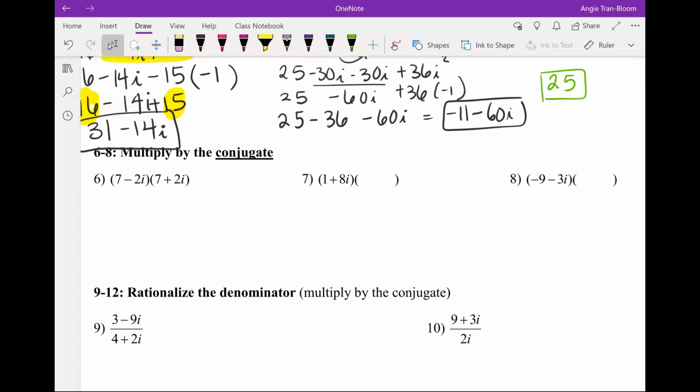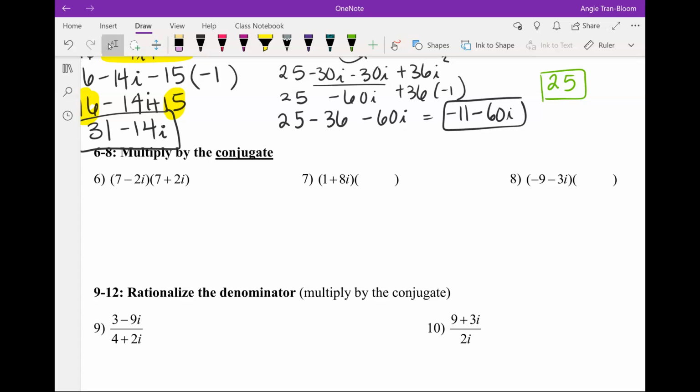Come on, Diego, let's go. All right, here we go. Ready? Okay, 6. Again, what's the difference between the two quantities? One's a positive, one's a negative. What did you get for an answer? 53.